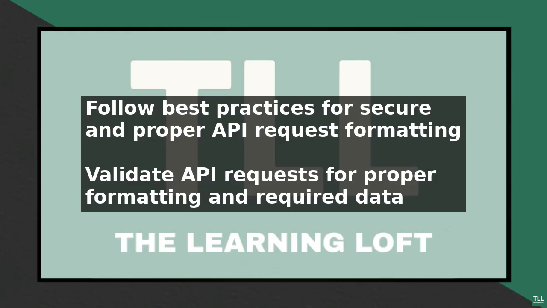By following these steps and best practices, you can ensure that your Bill.com API requests are properly encoded and secure. Remember to always review the Bill.com API documentation to ensure that you are using the correct encoding format and following all required guidelines. With practice and experience, you will become proficient in encoding Bill.com API requests and be able to integrate the API into your applications with ease.